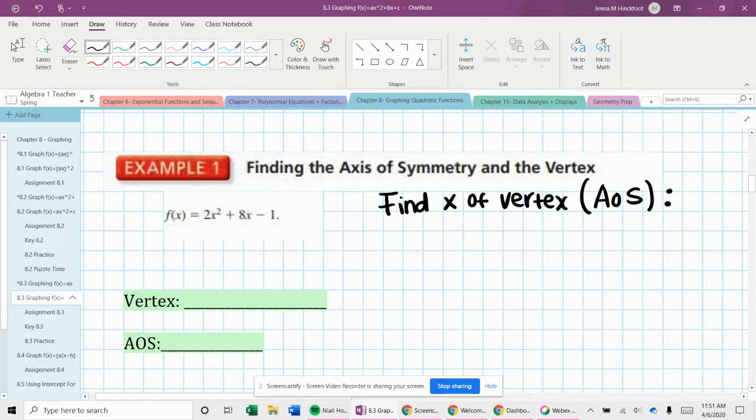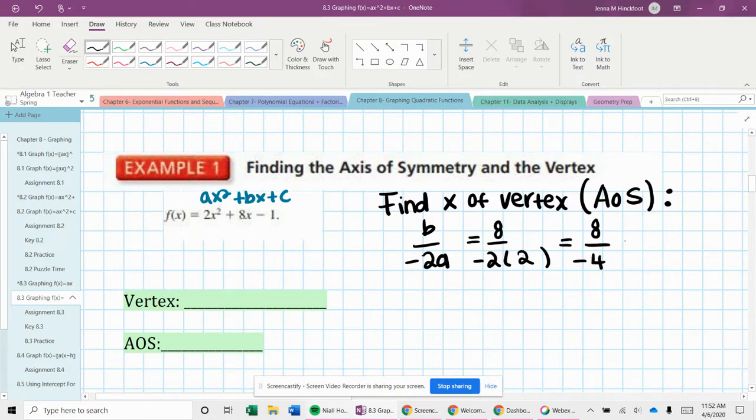So let's do that. The formula you're going to use to find those is b over negative 2a. Now remember, your function is ax squared plus bx plus c. So that's how I'm getting those variables. Okay, so your b is your 8, right? It's bx, so 8x, so b is your 8. Negative 2 stays, and multiply by your a, which our a is 2. So simplify. 2 times 2 is 4, so 8 over negative 4 is negative 2. So it gives you 2 answers. That gives you your x of your vertex, and it also gives you your AOS.